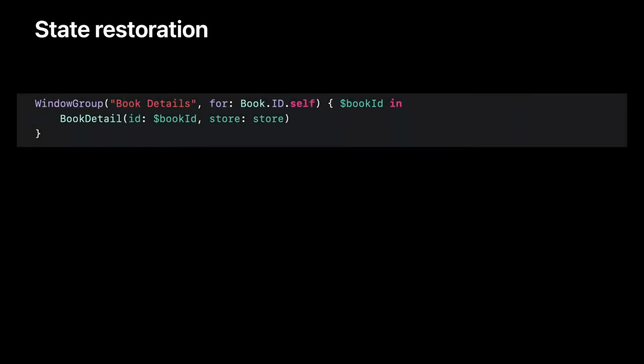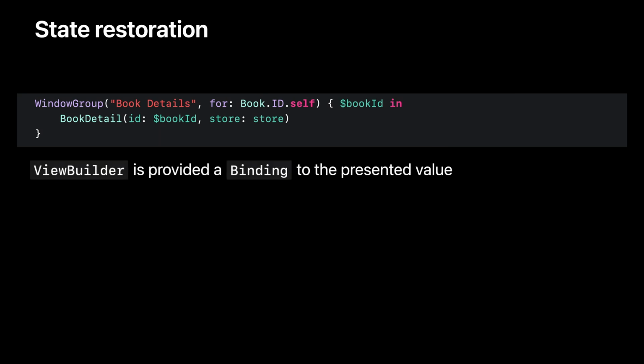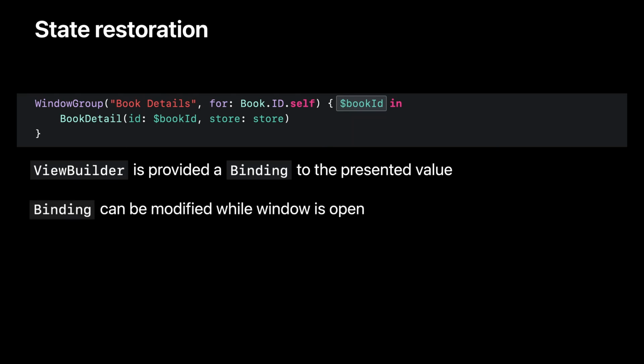The presented value will also be automatically persisted by SwiftUI for the purposes of state restoration. Your view will be given a binding to the initial presented value. This binding can be modified at any time while the window is open. When the scene is recreated for state restoration, SwiftUI will pass the most recent value to the Window's content view.